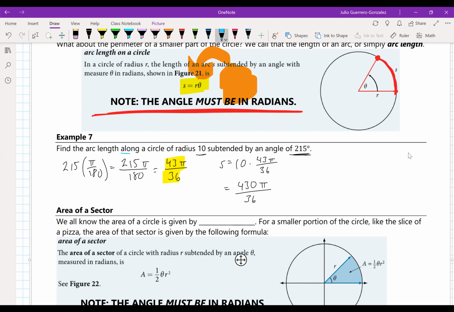Circle of radius 10. Oh, radius 10. Okay. Yep. So the r up here is still a radius. Yeah, that would equal 430. The 10. Okay, makes sense. So then this is equal to about 37.5245.